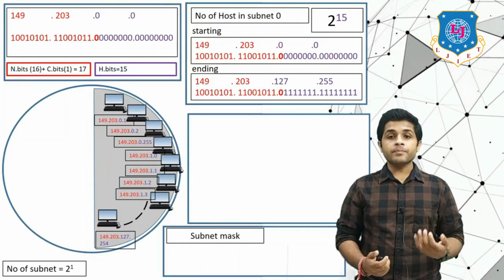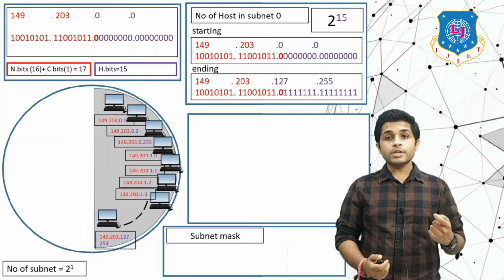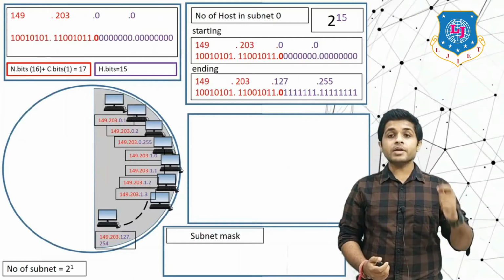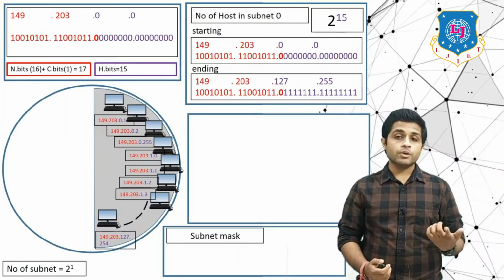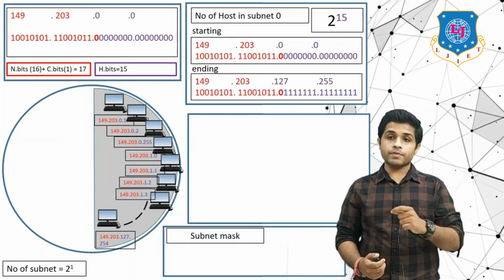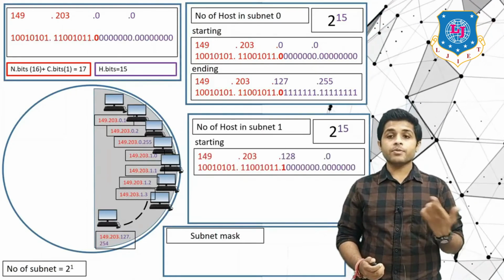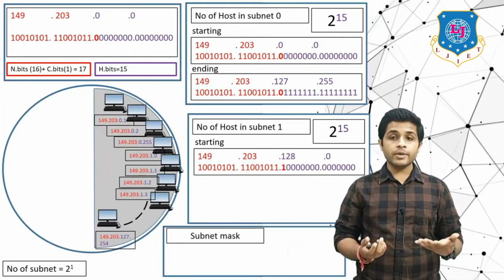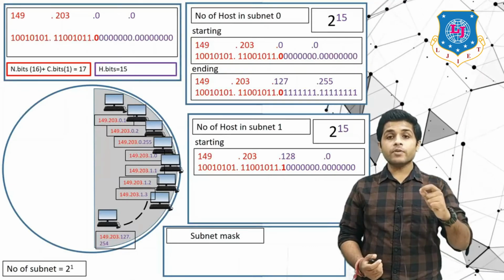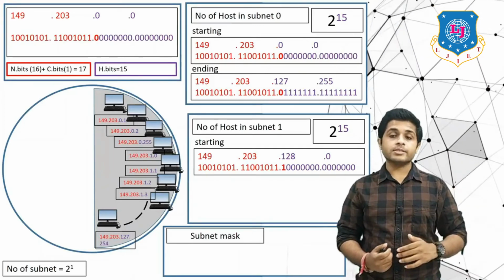Now I want to find the first address in subnet 1. To find it, the first thing you can do is increment 1 to the last address in subnet 0. What is the last address in subnet 0? It is 149.203.127.255. If you increment 1, you will get the first address in subnet 1. Or by another way, you can set all the host bits to 0 and change the value of the converted bit from 0 to 1. By that too, you can get the first address in subnet 1.